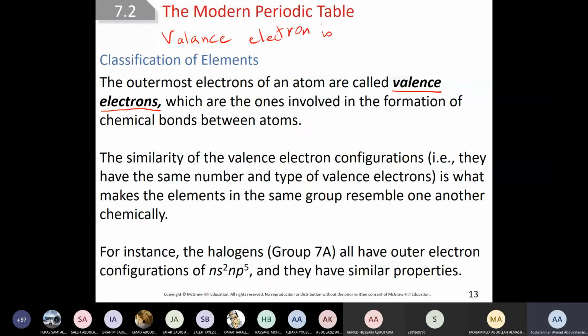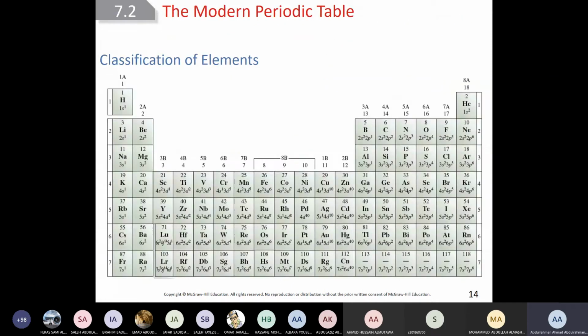Valence electrons are the number of electrons in the last s and p. Is this clear?